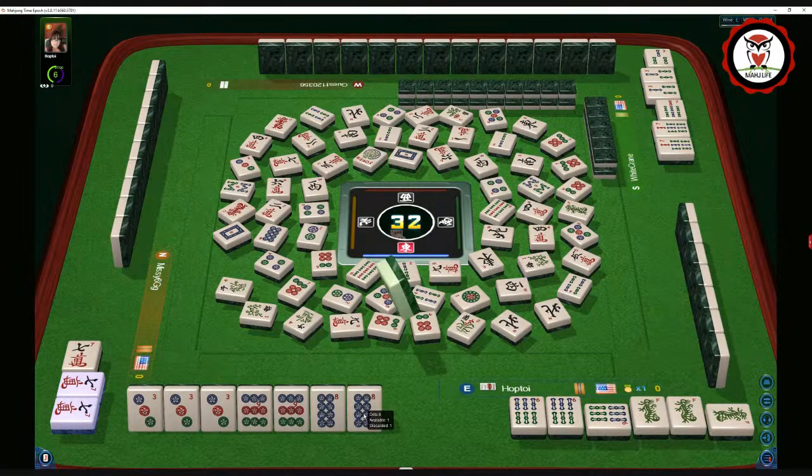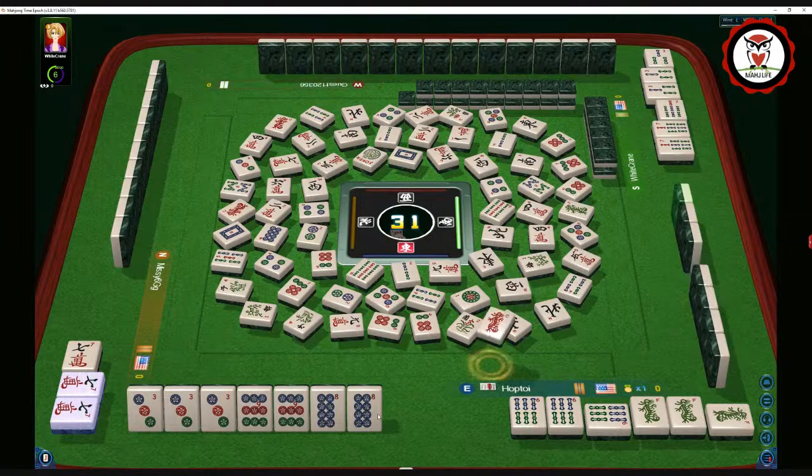White dragon. Oh no. This player on the right needs this. We're going to discard it now. 5 bamboos. If we're playing to win, that is a risky tile. They weren't ready for it. Red dragon.